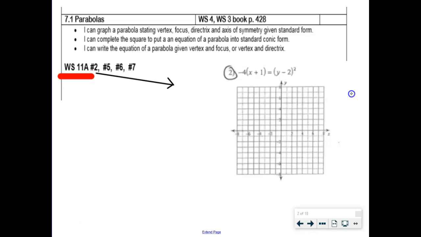So if you could find worksheet 11, I would like to look at number 2 on worksheet 11. We're going to look at a couple things on worksheet 11 actually. They're going to want me on the test to not only graph the parabola, but very specifically find stuff. So they're going to ask you for the vertex, the focus, the directrix, and the axis of symmetry.